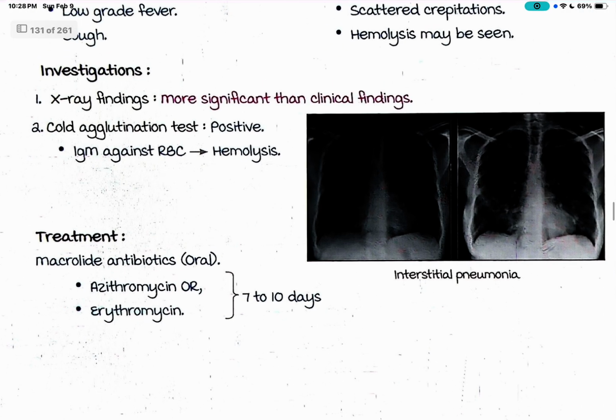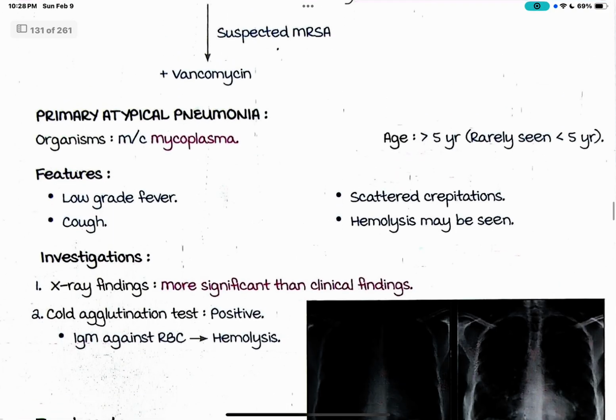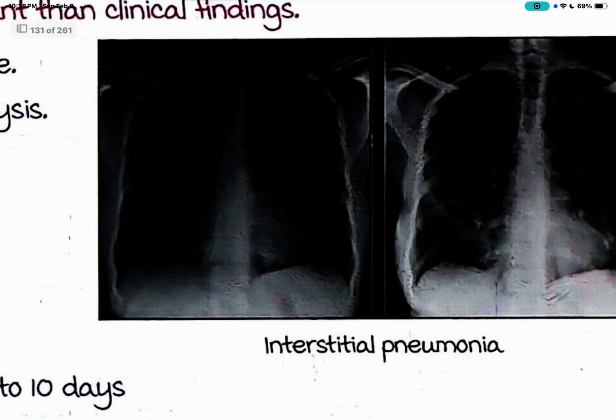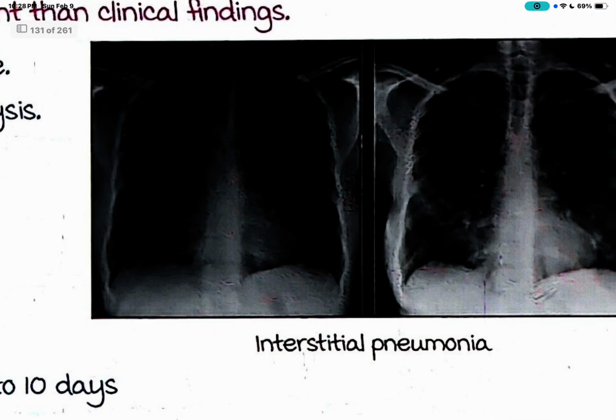Treatment: oral macrolide antibiotics, azithromycin or erythromycin, given for 7 to 10 days. Macrolide antibiotics are given when the infection is due to Mycoplasma. Here is your interstitial pneumonia X-ray.